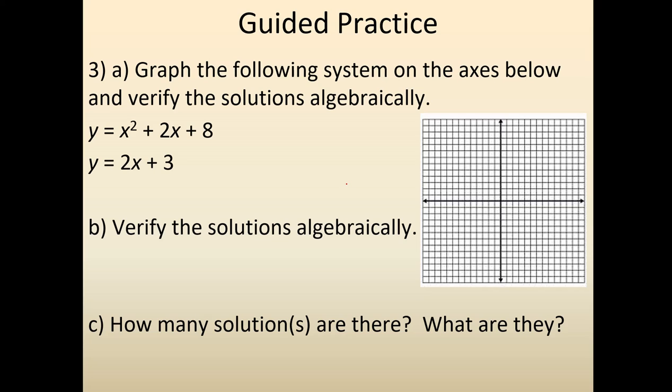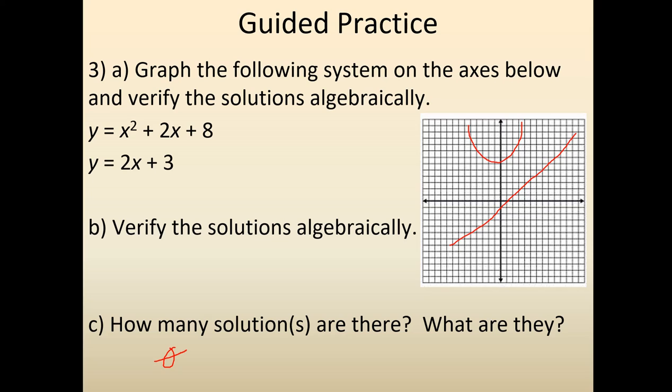All right, here's the last question. Pause the video, work it yourself, and we'll go over it in a second. All right, so this one is a little bit different. So if I try to end up graphing this, you'll end up getting something that looks like this. And basically this means there's no real solutions. So how many solutions are there? There's zero.